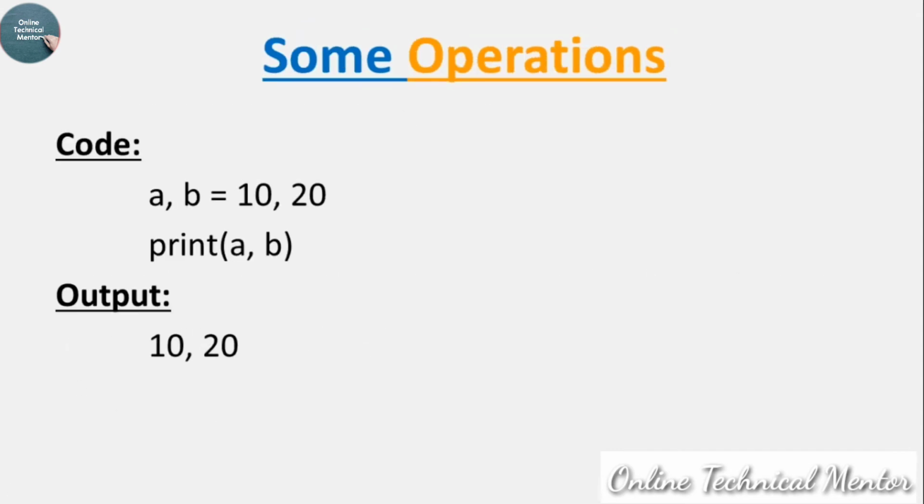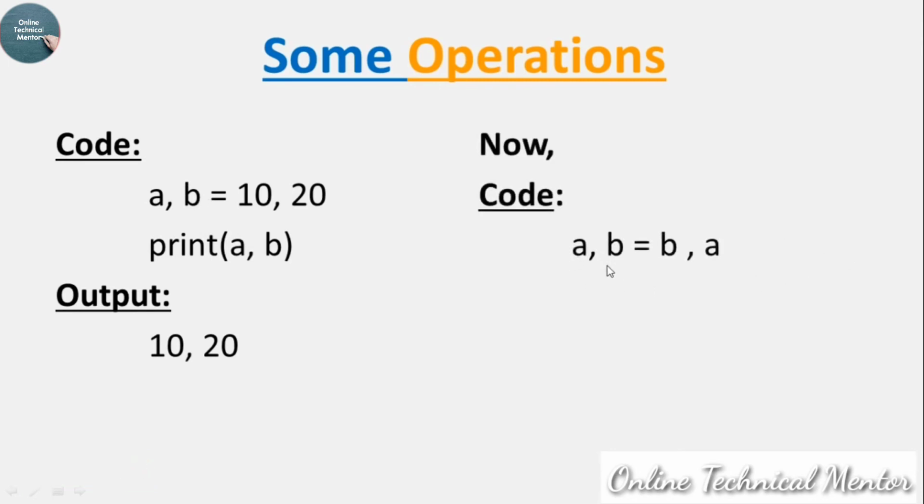Now let's look at some operations. Suppose you have a, b = 10, 20. That means a is assigned 10 and b is assigned 20. If you print a, b, you will get 10, 20. Suppose you want to change the values of these two variables, that means you want to interchange the values of the two variables. So what do you have to do? Just write the code like this.